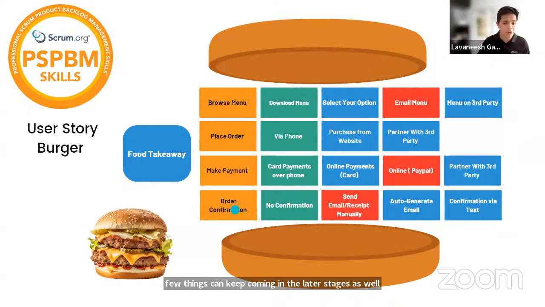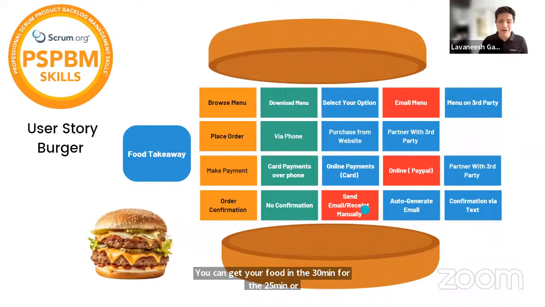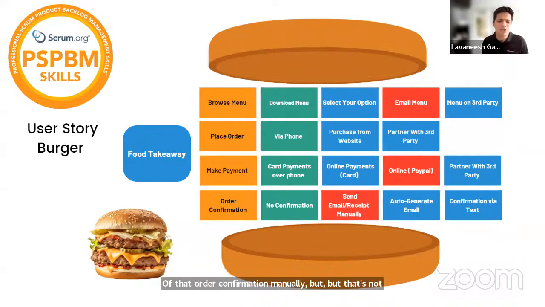Same thing with the order confirmation. I would love to give confirmation of the order to my customers, but at the moment I haven't got that capability. So maybe I can still give them a confirmation over the phone itself, that yes, I have taken the order, mate, you can get your food in 30 minutes or 25 minutes or whatever it is. And you could send an email of that order confirmation manually, but that's not a really great option because it will be very time consuming.